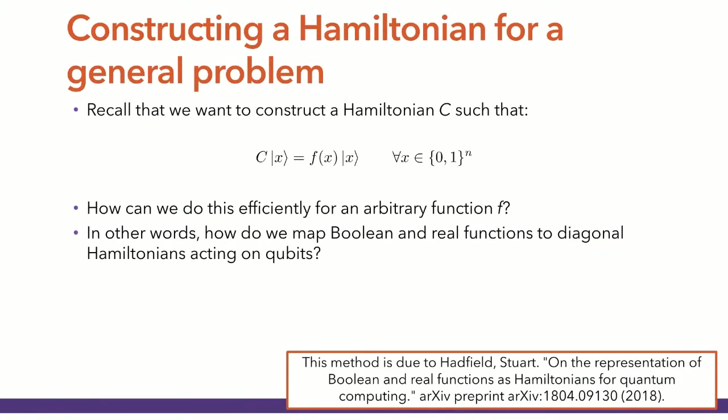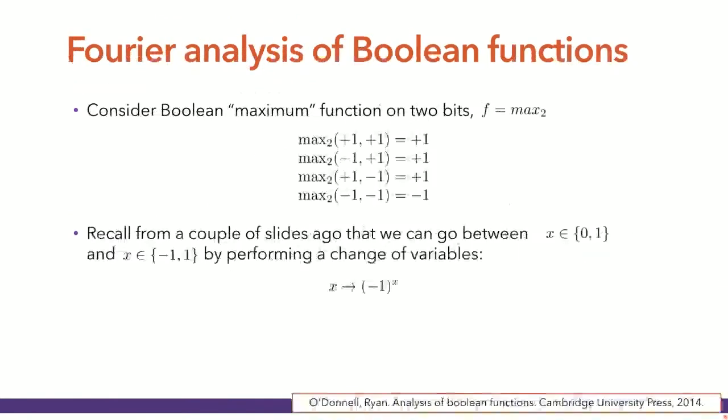The method that I'm going to show you is due to an excellent paper by Stuart Hadfield, which I highly recommend. What we want to do now is construct a Hamiltonian that acts on the computational basis state x by adding a phase f of x. So first, let me give you a quick primer on Boolean analysis of Boolean functions. Consider some arbitrary Boolean function. Here, just to show the generality, I'm considering a maximum function, which is not even a typical kind of optimization objective function.